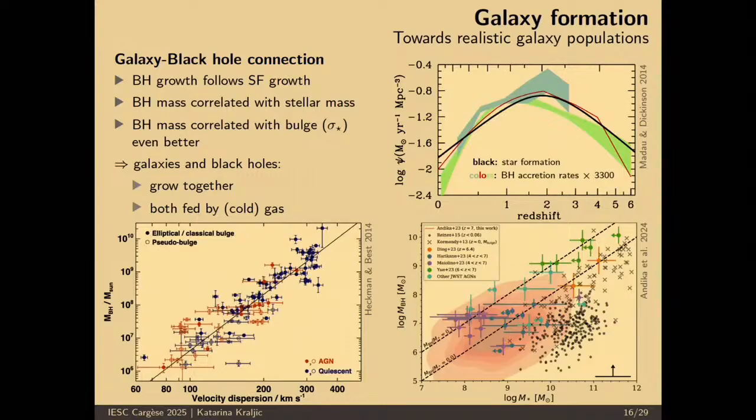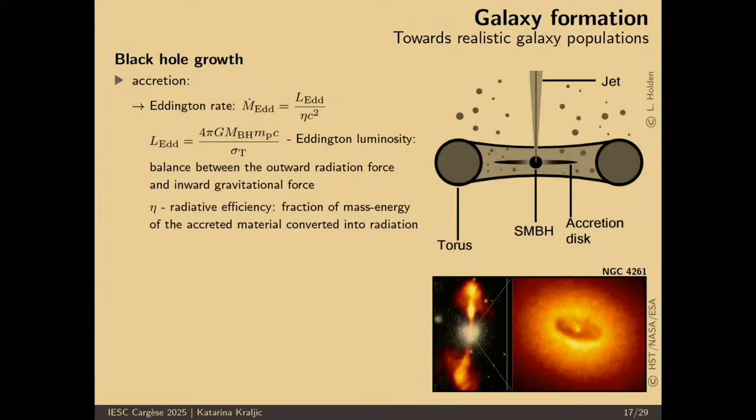So again, the main conclusion is that it seems to be suggested from observations that galaxies and black holes grow together, and they are fed by the cold gas. Okay, so how do they grow? So here's the sketch of our basic understanding of what is happening.